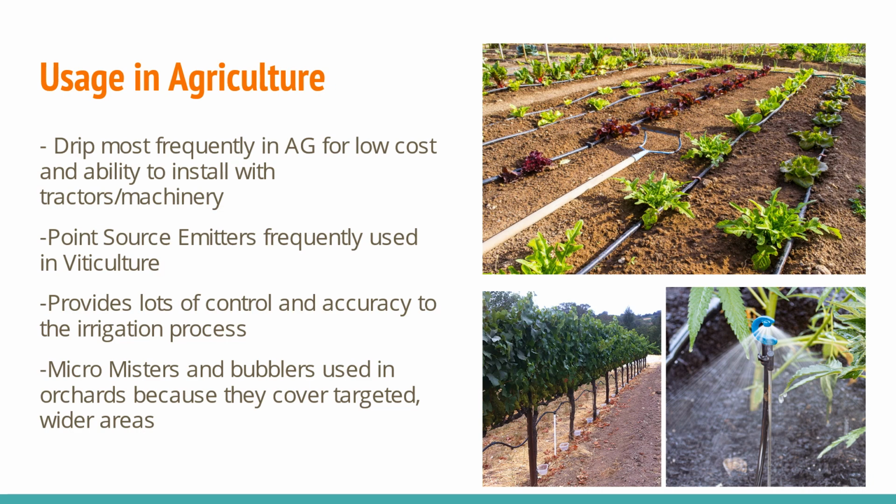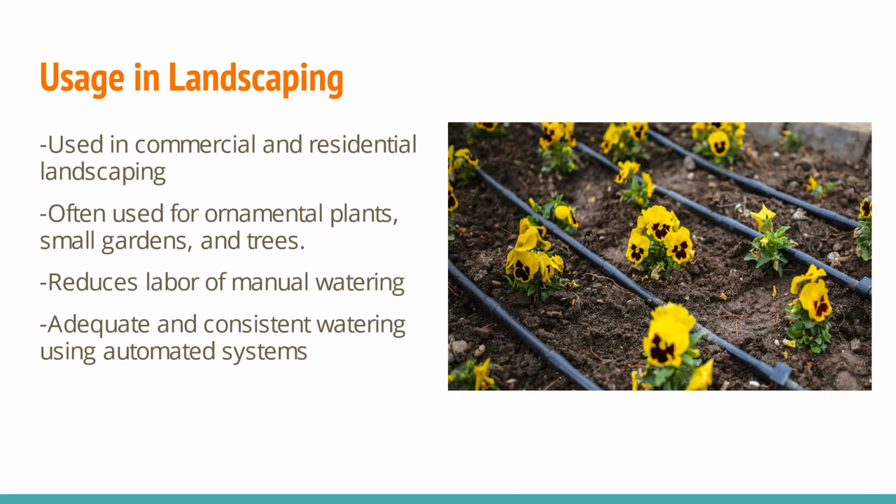Micromisters and bubblers are used in orchards because they cover targeted but wider areas. Popular use of drip is in residential and commercial landscaping. It is used for ornamental plants, shrubs, and trees. It also eases the need for manual labor and for hand watering.